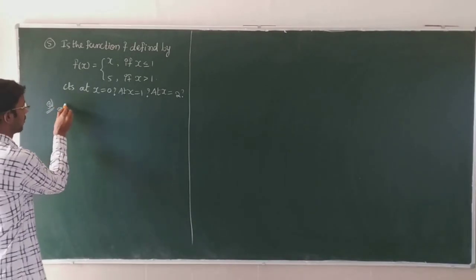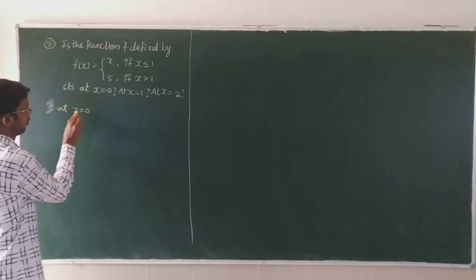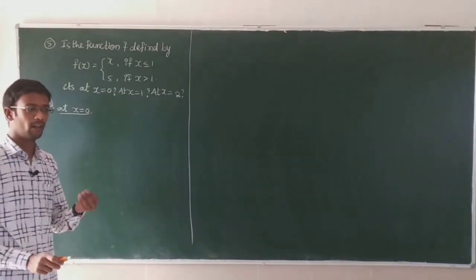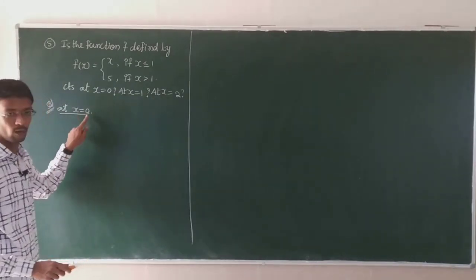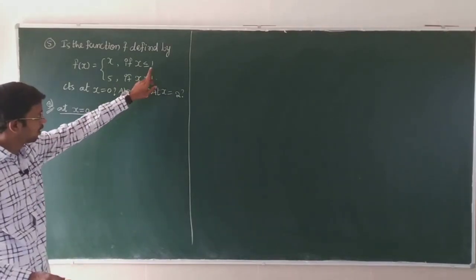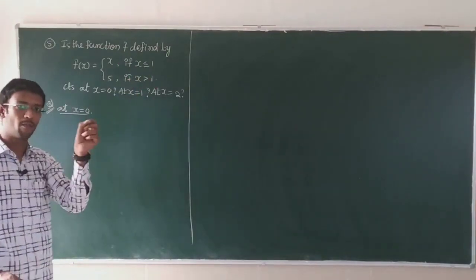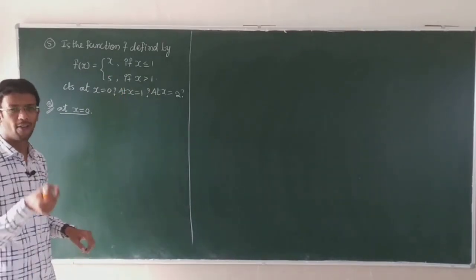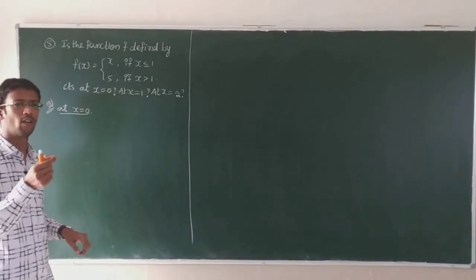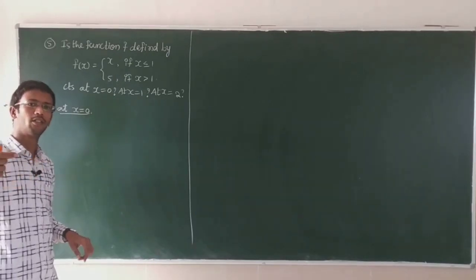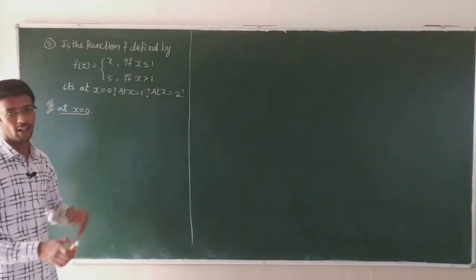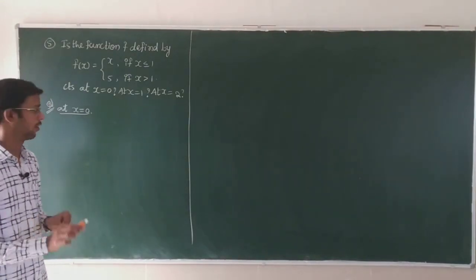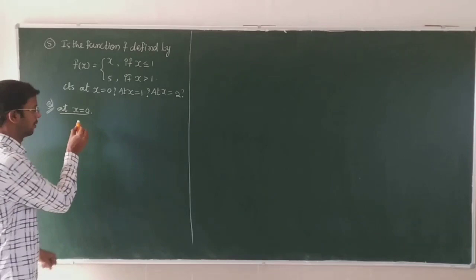First I'll take x is equal to 0. At x is equal to 0, we can observe here 0 means less than 1. 0 minus is also less than 1. 0 plus, a very small value, that means 0.00001, is also less than 1. LHL, RHL we can find, otherwise the direct limit also we can find. So I am using the LHL method here.